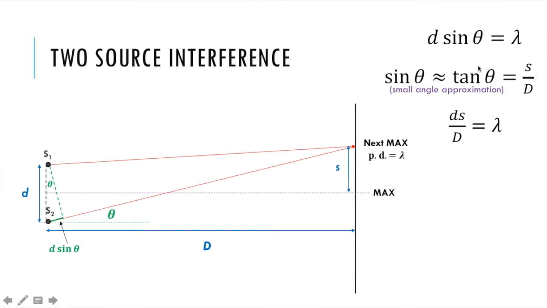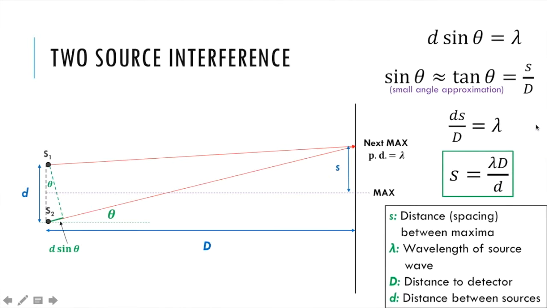Well, the sine of theta we'll say is about equal to the tangent of theta, so it's s over D. So we're plugging that fraction in for the sine of the angle. And then we're simply going to solve that for s. We get this equation, and this is your two-source interference equation from the data booklet, where s is the spacing between maxima, or the distance between maxima. Lambda is the wavelength of the source, the wave that's creating the interference pattern.